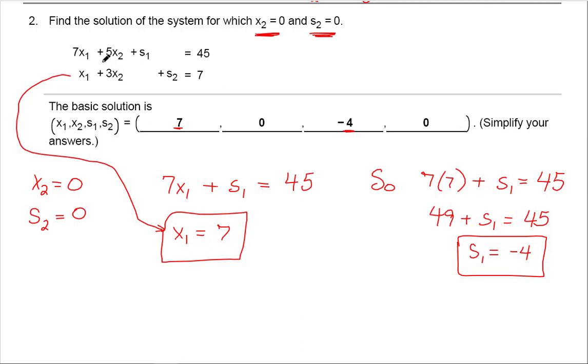And so now I can come back to this first one now that I know x1. All right, so 7 times 7 plus s1 is 45. 7 times 7 is 49, and so I get s1 is negative 4. So working our way through the pieces we have and the pieces that we need to figure out.